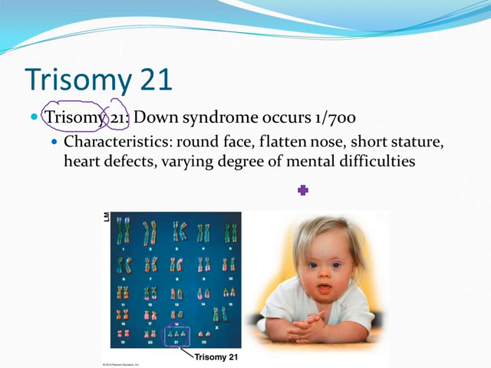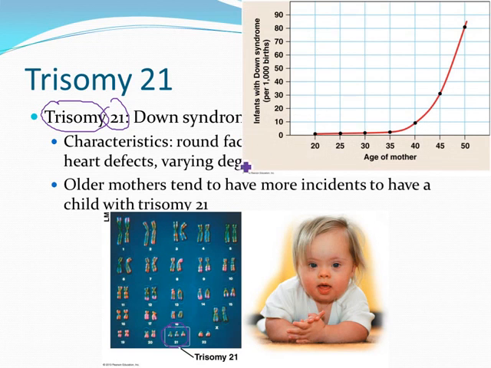Characteristics, they tend to have a round face, flattened nose, short stature, some heart defects, and depending on different degrees of mental difficulties that they might have. As you can see from this chart, as the age of the mother increases, the number of births with trisomy 21 increases as well. As women get older, there are more chances of a trisomy 21 occurring.